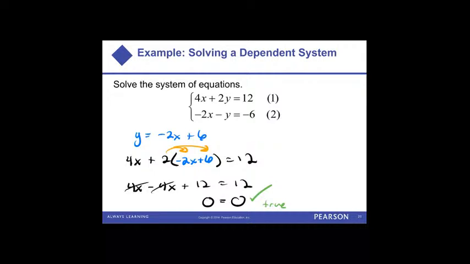This is an example of a dependent system. One equation is actually just a multiple of the other, so it's the same equation. One equation is on top of the other. We have infinitely many solutions, and all solutions from this system are going to take on the form x. No matter what x we choose, y is going to take on the form negative 2x plus 6. So we have infinitely many solutions with this being the case.